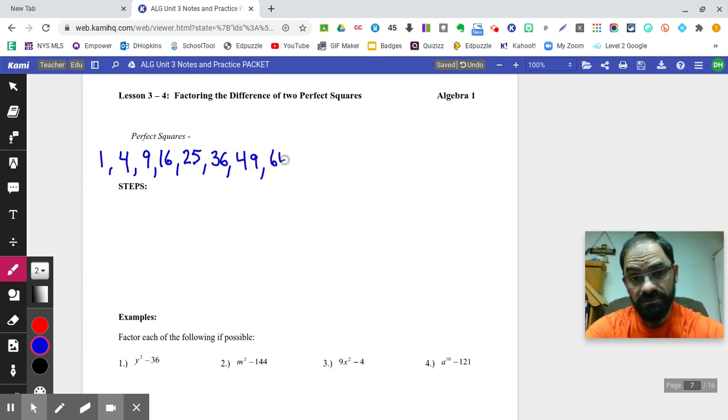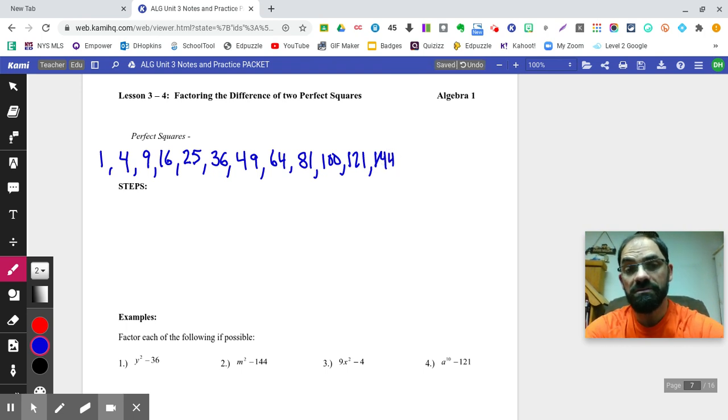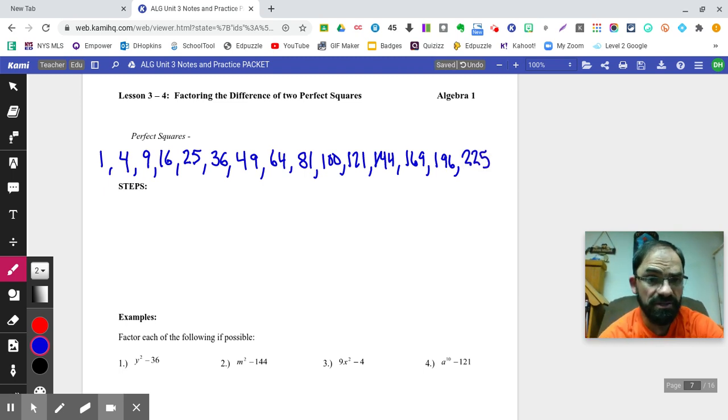49. 81. 100. 11 times 11 is 121. 12 times 12 is 144. 169. 196. And then we have 15 times 15 is 225. So let's make sure I didn't skip one. 1, 2, 3, 4, 5, 6, 13, 14, 15. It looks like we're good.